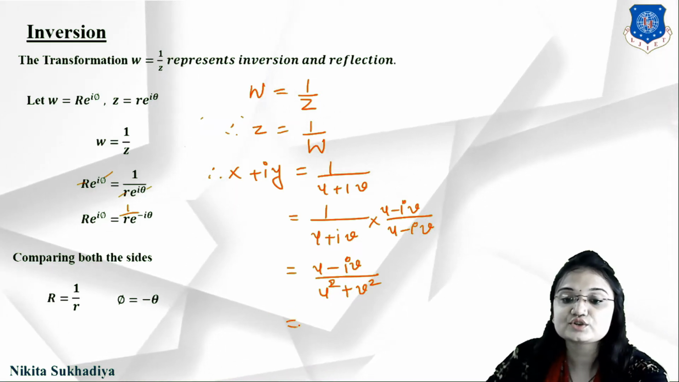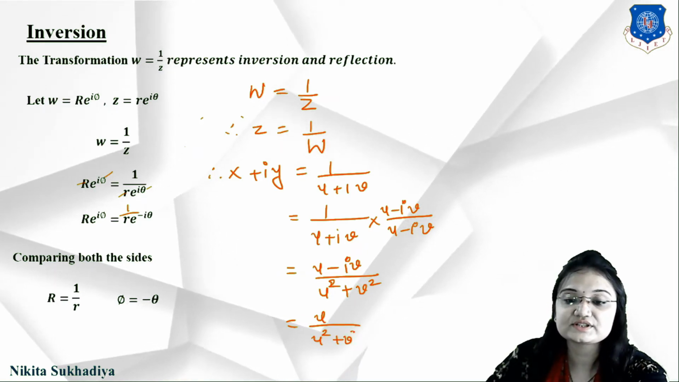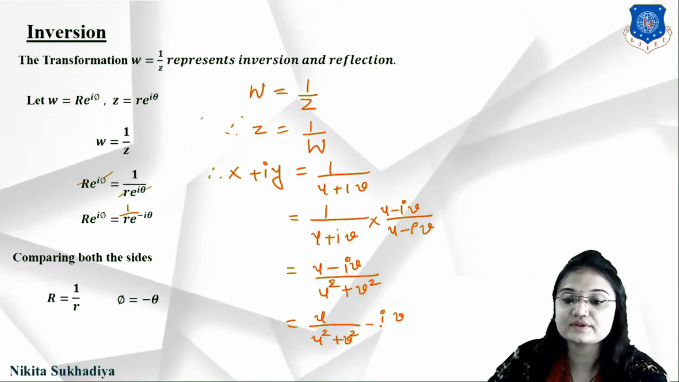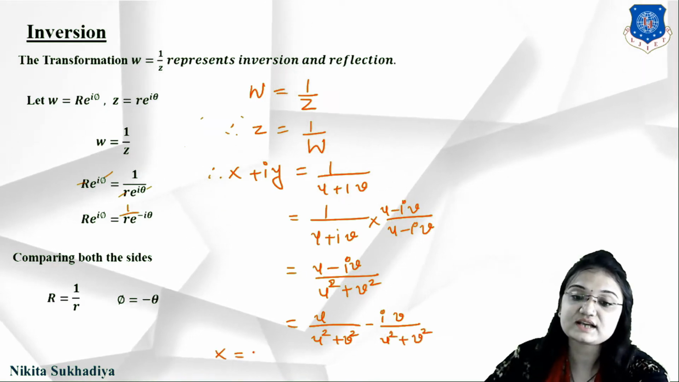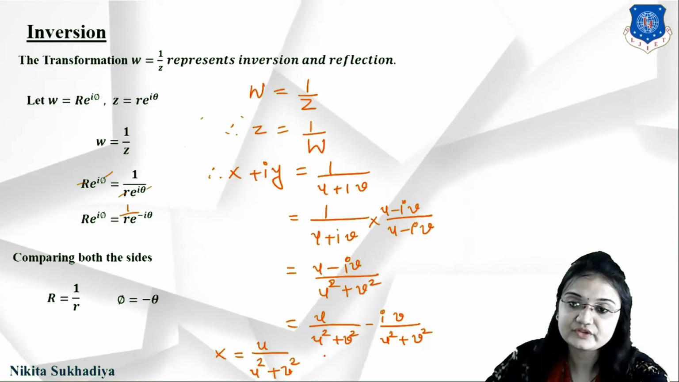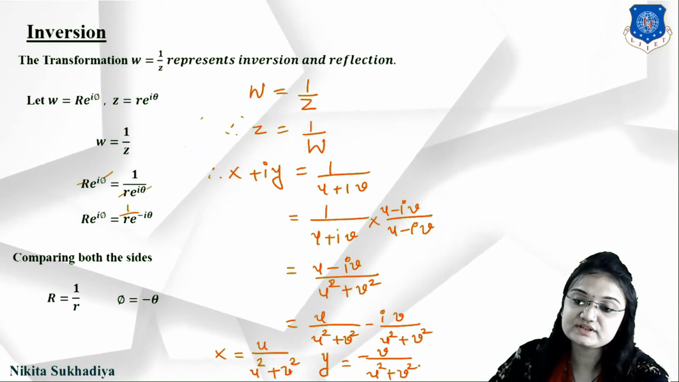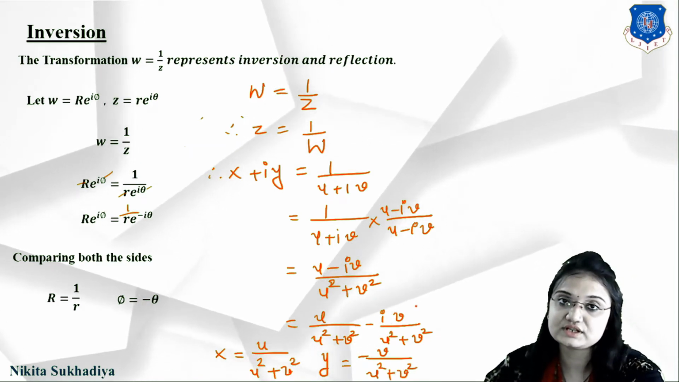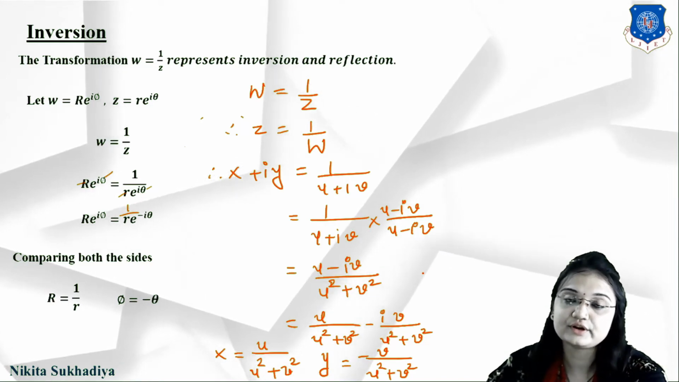By separating it, this becomes u upon u square plus v square minus i v upon u square plus v square. So we can write x is equal to u upon u square plus v square and y is equal to minus v upon u square plus v square. With the help of this, we can easily find the points u and v of the W plane.